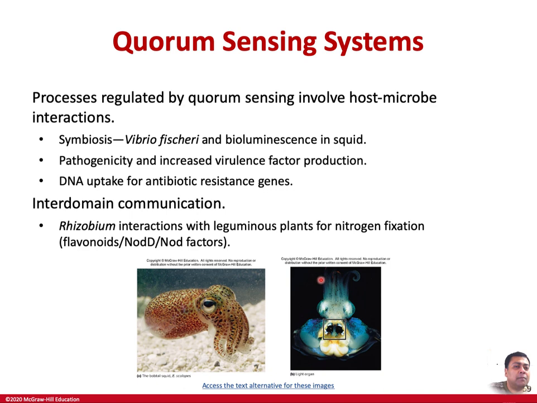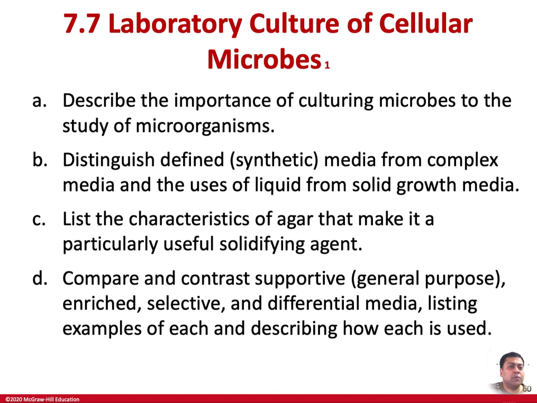And there are a couple of different ways: the symbiosis, such as Vibrio fischeri bioluminescence, which helps the squid for predation; pathogenicity and increased virulence factor production; DNA uptake for antibiotic resistance genes; and also interdomain communication. What we mean by interdomain, sometimes called interkingdom communication, is, for example, Rhizobium can interact with these leguminous plants for nitrogen fixation with flavonoids and the NOD factors. So there are lots of beneficial effects of quorum sensing systems as well.